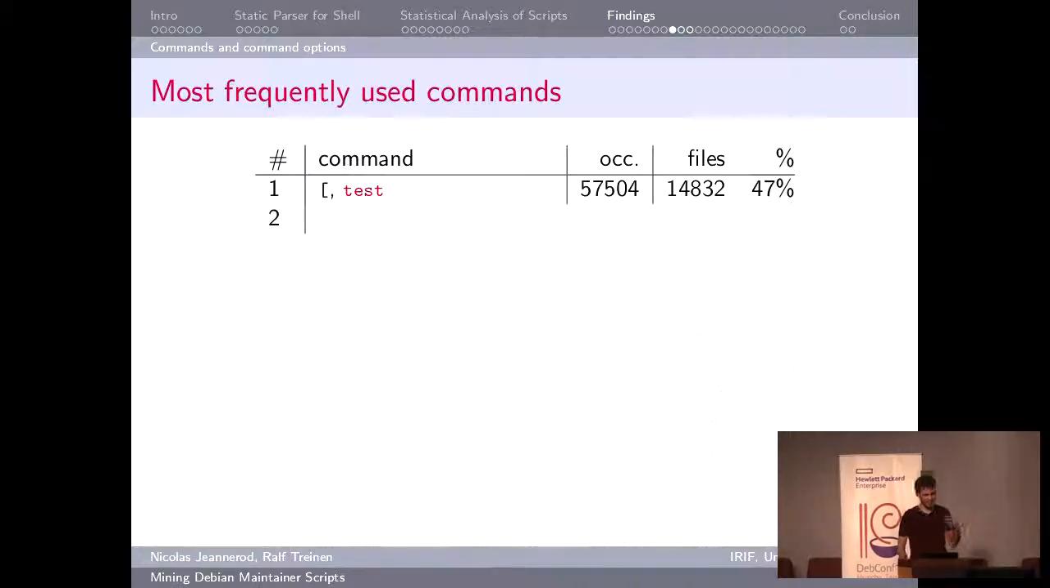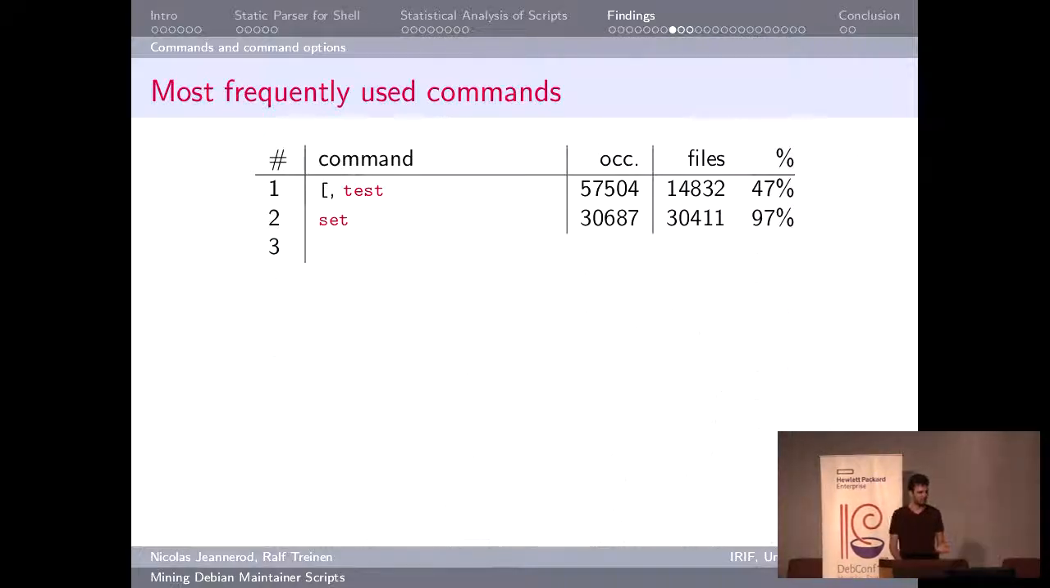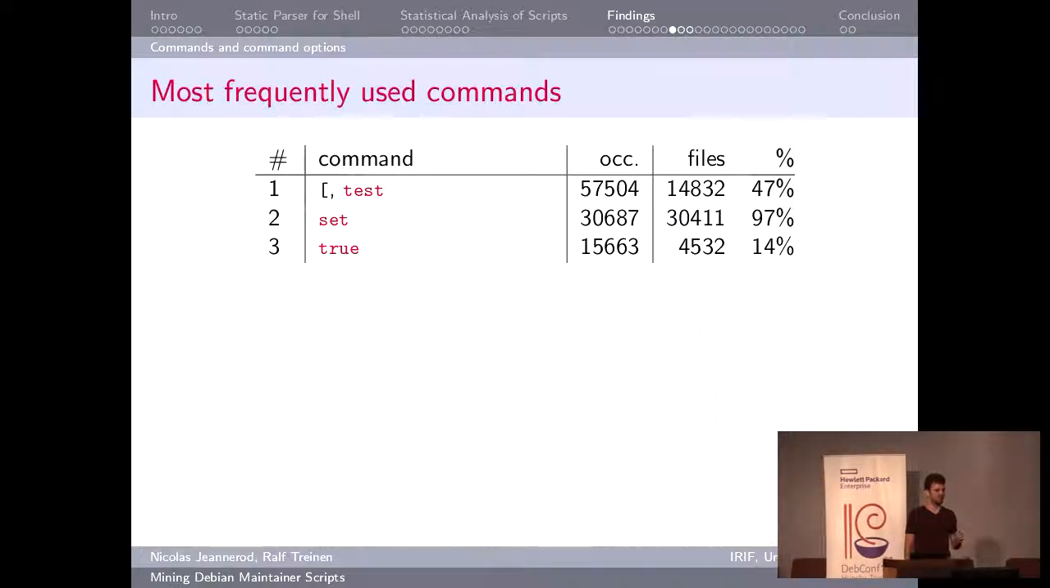So the first one is test, which occurs in about half of the scripts, but on average 4 times per script. People seem to like tests. That's good. Then you have set, which is present in most scripts, which is something we almost already said. The third one is true, actually, in number of occurrences, not files, because people love to do '|| true' just to forget about a mistake. So there are not so many files using them, but when they do, they use them a lot.